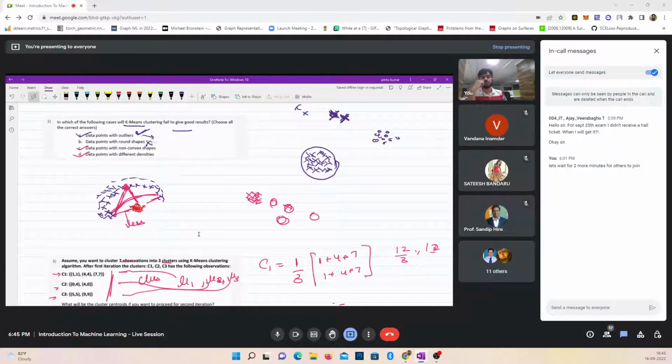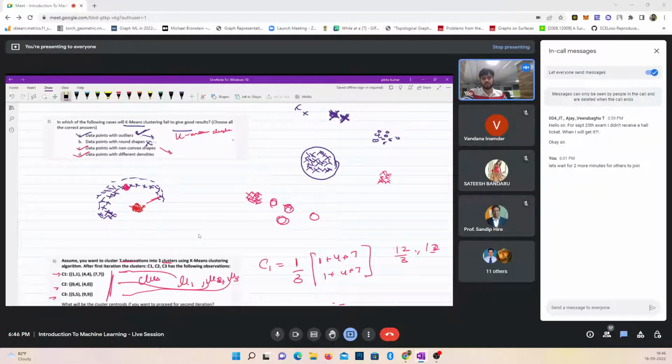Okay. See, the first question is asking in what kind of situation your k-means clustering doesn't perform very well. If you have data points with outliers, what I mentioned is that your k-means clustering won't perform very well. If your data points are in round shape, then k-means clustering performs very well. If all the data points are in a circle, then it is very easy for k-means to separate these clusters. Again, if your data points are in non-convex shape, I gave this example. Okay.